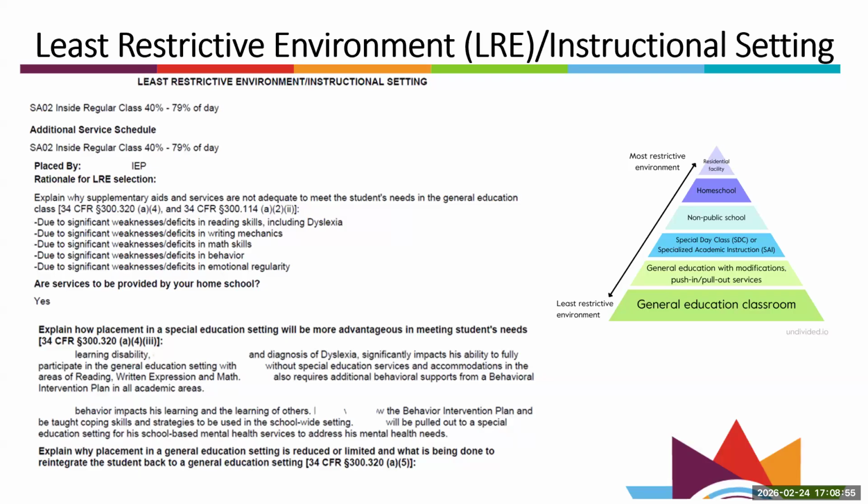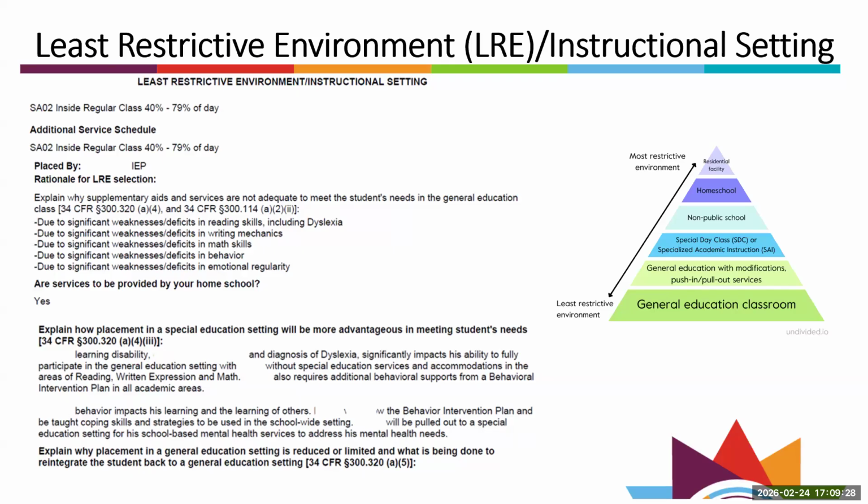The least restrictive environment and instructional setting means your child should learn with peers without disabilities as much as appropriate. The federal law says students should be included in general education to the maximum extent appropriate. Removal should only happen if the student cannot be supported in general education, even with supplementary aids and services. The key word is appropriate. What is suitable and right for your child?